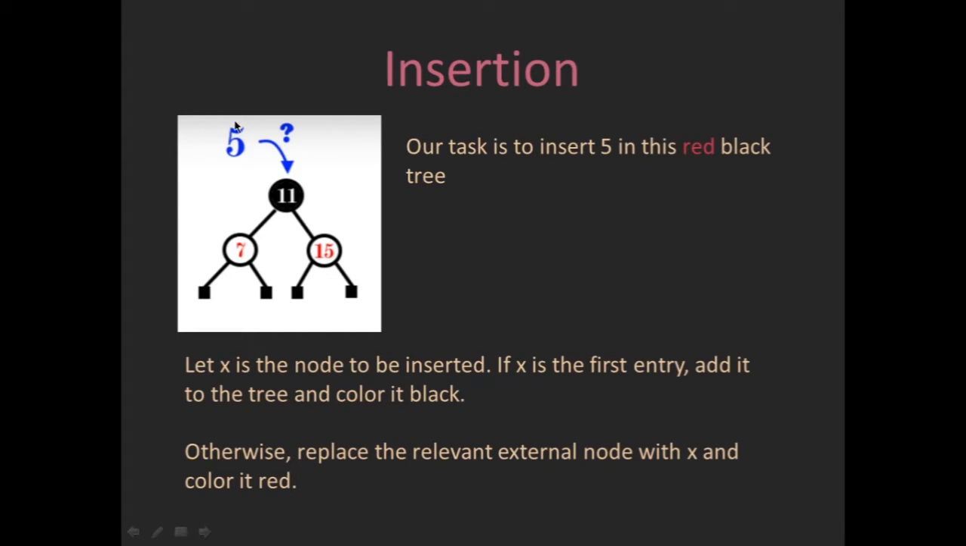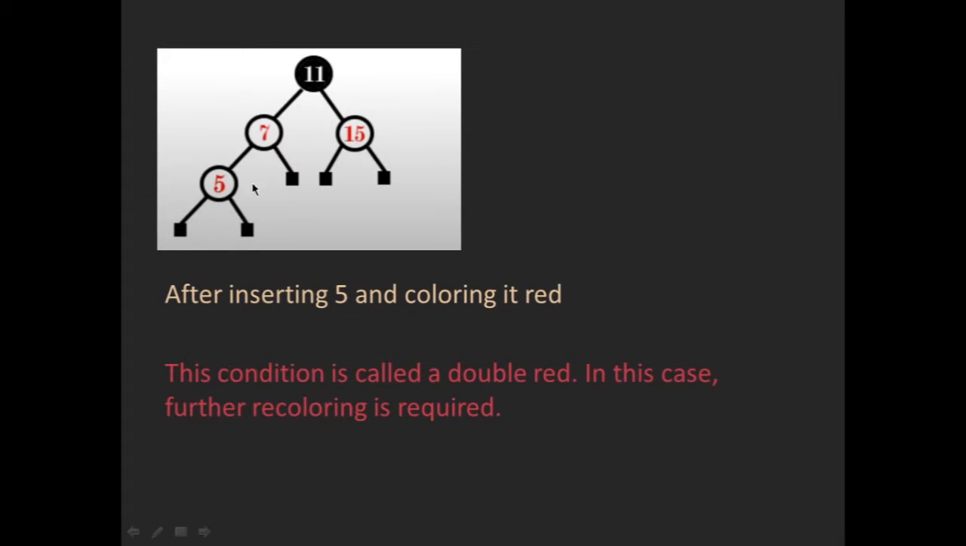Now if the tree is not null, then we have to put this 5 in its proper position. The proper position would be the left of 7, because 5 is less than 11, then 5 is less than 7, so it would come over here. So it would be inserted here and the color would be set to red. So after setting the color to red, this is the tree we get.